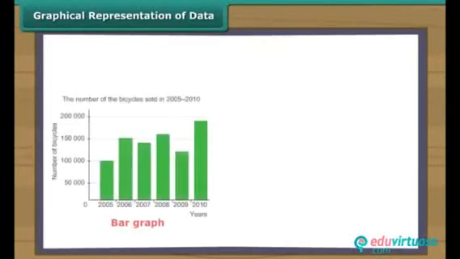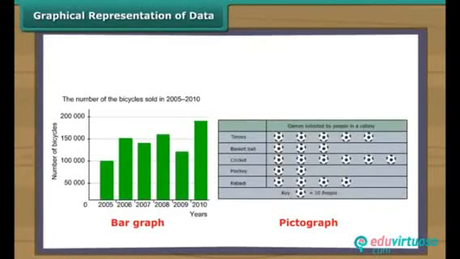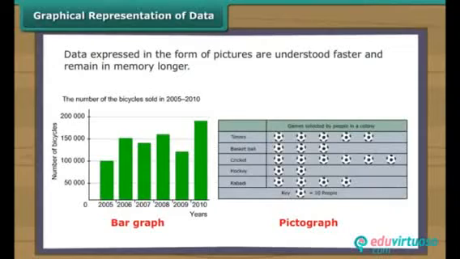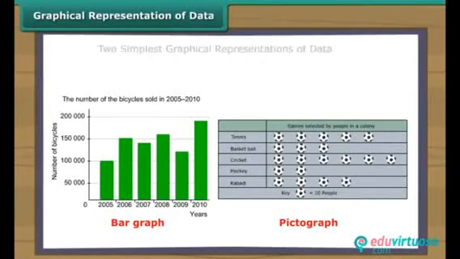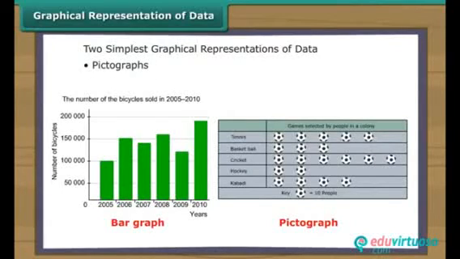Graphical representation of data. A picture is worth 1,000 words. Data expressed in the form of pictures are understood faster and remain in memory longer. Let us look at 2 simple graphical representations of data: pictographs and bar graphs.